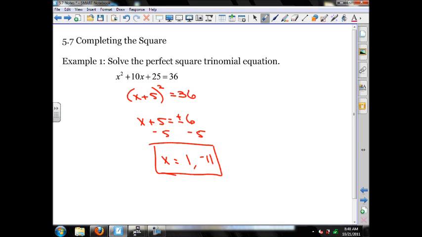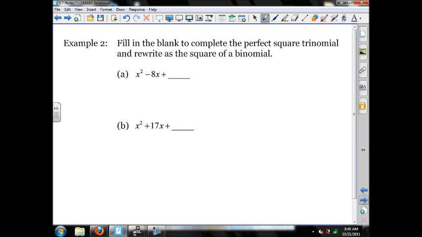So if we have a perfect square trinomial equation, this is called a perfect square trinomial. It's a perfect square because it can be written as something squared. Trinomial means 3 terms. It's pretty easy to solve. You factor it. If it's a perfect square trinomial, you should be able to write it as something squared. Square root both sides, and then in this case, subtract 5. The problem is, a lot of times it's not going to be set up as a perfect square trinomial for us already. So that's what we want to look at here in 5.7, is how to create a perfect square trinomial.